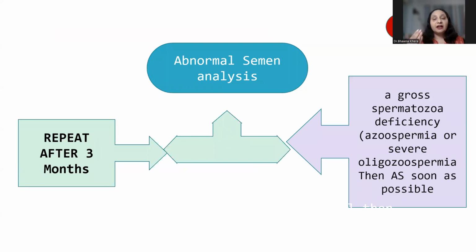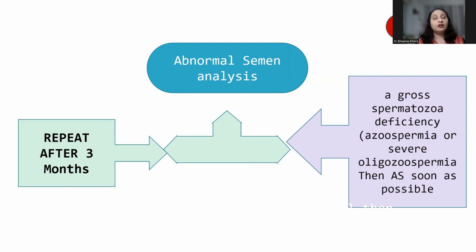Now, when we talk about evaluating, we just talked about the causes and then how to evaluate. So, normal semen analysis, we have read in our previous video of investigations, what are the features of the normal semen analysis. Okay, so we have to follow that WHO classification. Now, if any of these features is abnormal, then abnormal semen analysis.